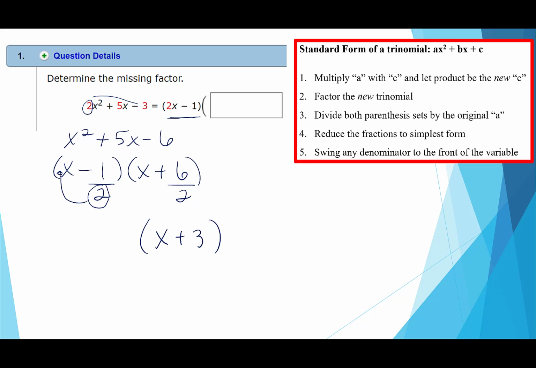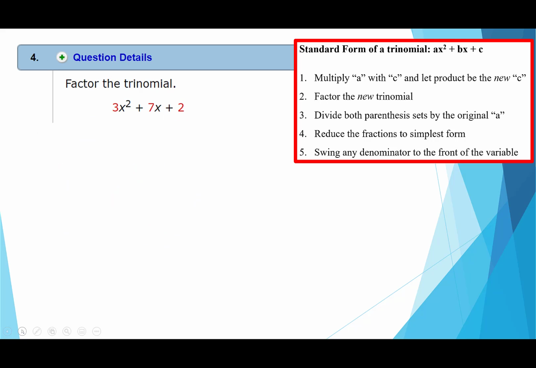On this video, I'm not going to explain why it's algebraically correct to do this. But if you're interested, just let me know. I will be glad to tell you. But it is okay to put that denominator in front of the variable. And so this is the answer, but notice they already have the 2x minus 1. So you would just type in the x plus 3 factor.